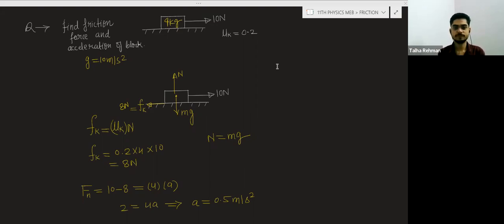Okay, note down this. It does not mean that if you are applying a force, the body will move. Only if that force is greater than the limiting value of the friction force, or you can say the maximum value of the static friction force, then the body will move. And if the body moves, then there will be no static friction; there will be kinetic friction, and kinetic friction is less than static friction. And what is the cause of friction? Irregularities in the surface.